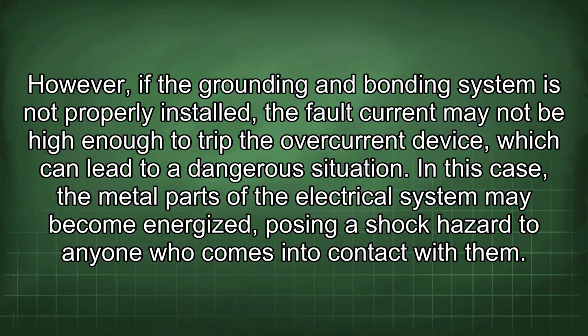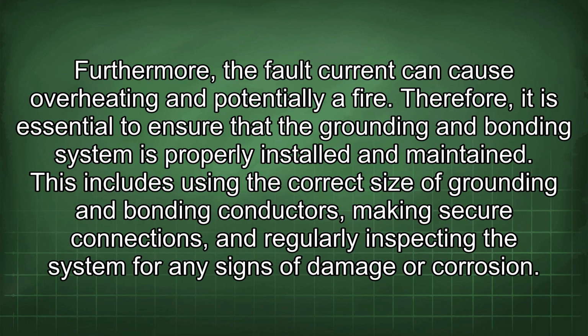However, if the grounding and bonding system is not properly installed, the fault current may not be high enough to trip the overcurrent device, which can lead to a dangerous situation. In this case, the metal parts of the electrical system may become energized, posing a shock hazard to anyone who comes into contact with them. Furthermore, the fault current can cause overheating and potentially a fire.